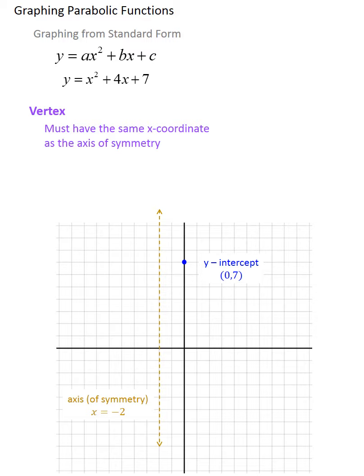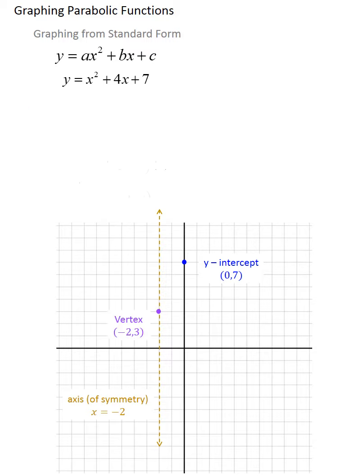To find my vertex, I plug in my axis of symmetry value to the original problem. I didn't show the work, but that all worked out to 3 on my scratch paper. And that's the y-coordinate of my vertex. Therefore, my vertex is -2, 3, which is here. And lastly, my x-intercepts. X-intercepts are found by substituting y equals 0 into the original problem.